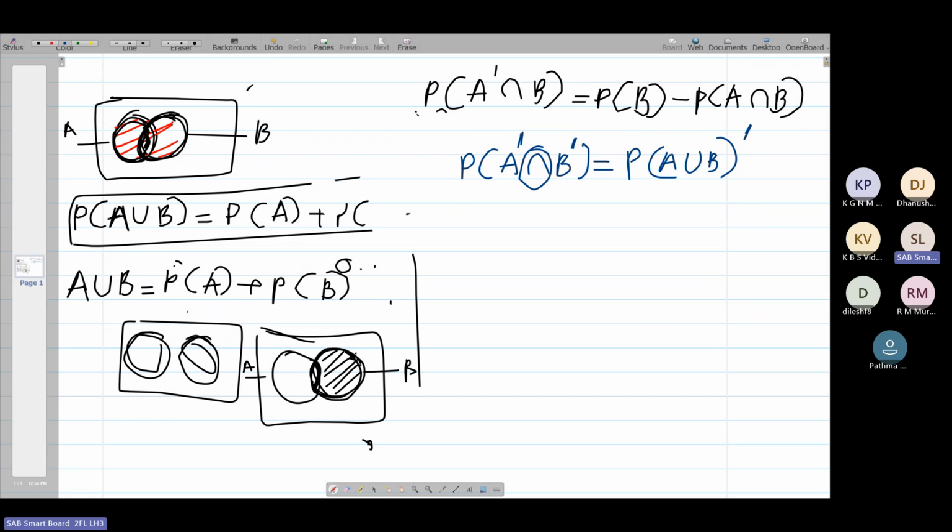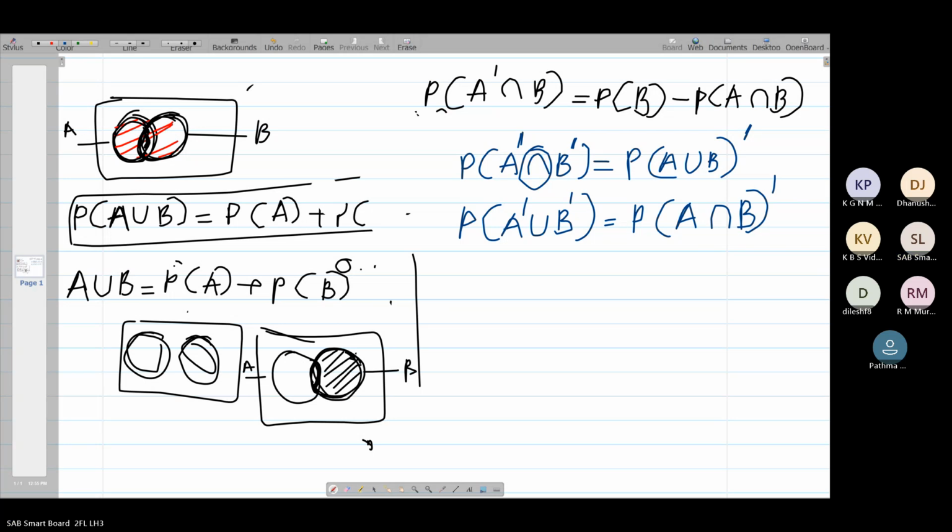Okay. Then here we take A dash union B dash. What is it? A dash union B dash means what? Only the sign changes here. There is a union, then we take the intersection. It means complement of the intersection. This is equal to A intersection B dash. Is it clear? Then using De Morgan's law, we can find it easily.